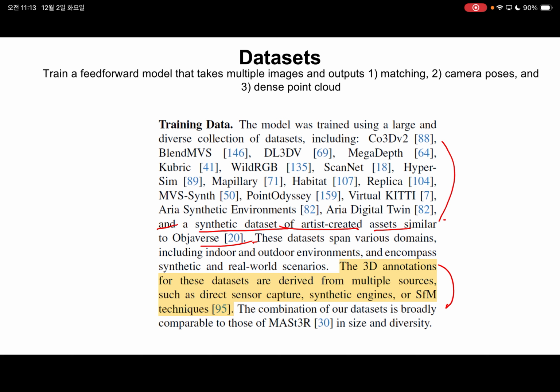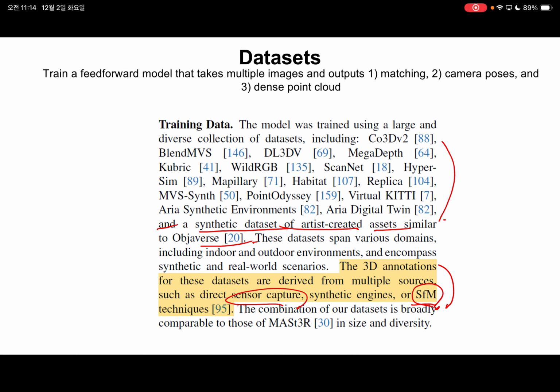For the real videos captured with our mobile phone or camera, we can use SFM or sensor capture. If you use some sensor, it provides camera poses as well, so if that information is available, then we can use them as a 3D annotation. If it is not available, we can use structure from motion, right?